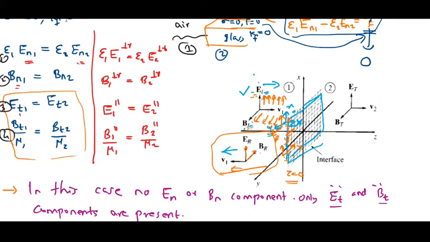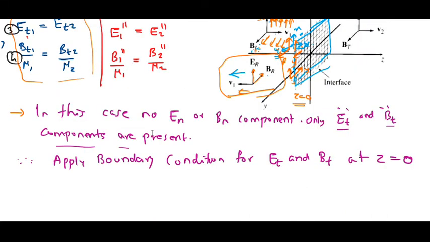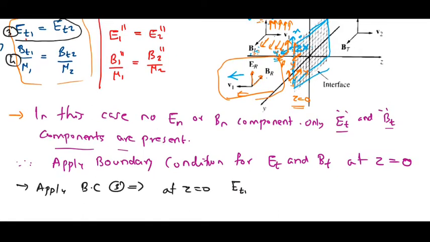Here we can mention the boundary conditions 3 and 4. Apply boundary conditions, that is, boundary condition 3. Then at z is equal to 0, what are the boundary conditions we have to apply? The third boundary condition means E tangential 1 is equal to E tangential 2.